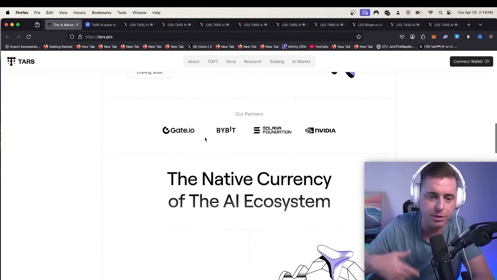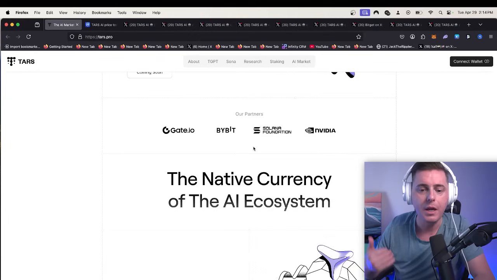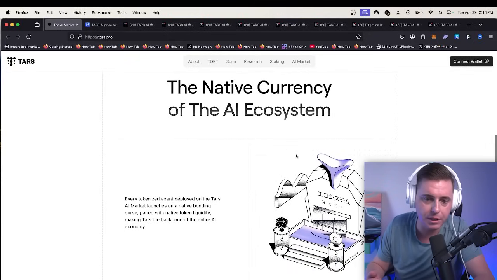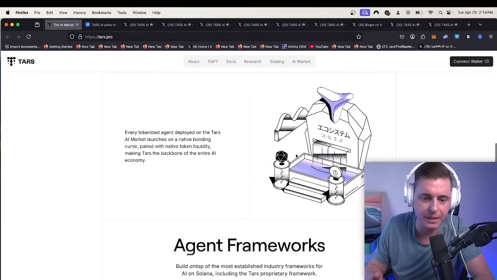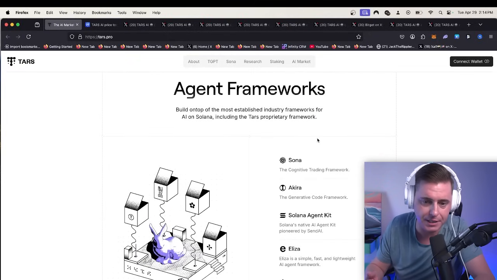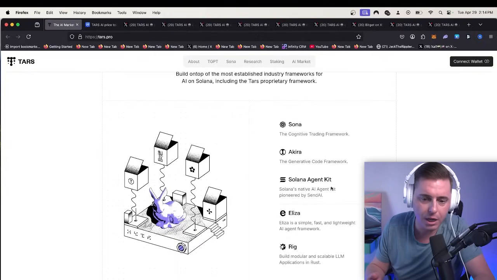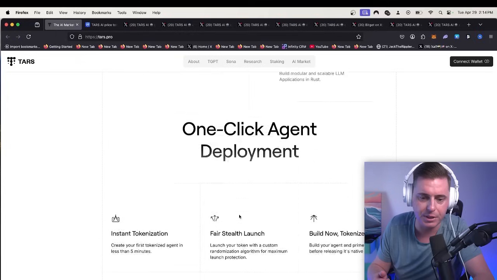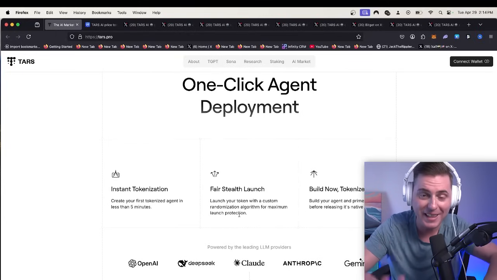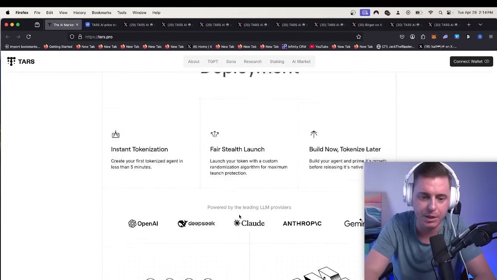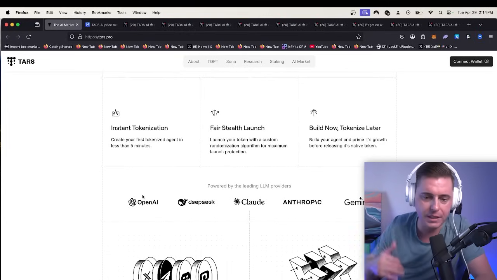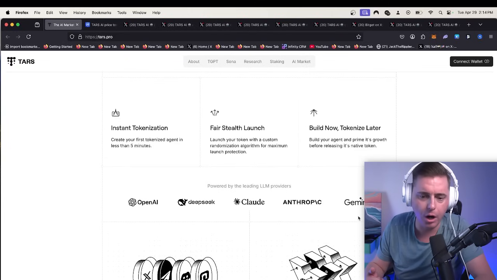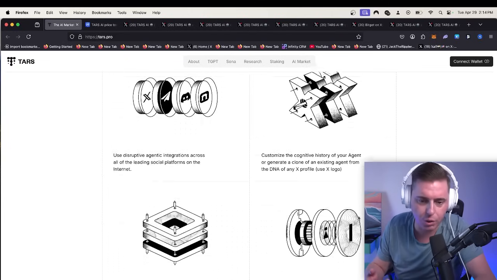As you can see, some of their partners for exchange involve gate.io, Bybit, of course, the Solana Foundation, and Nvidia. The native currency of the AI ecosystem is TARS. It also talks about AI agent frameworks. You have Sona, Akira, Solana Agent Kit, Eliza, and Rig is what developers can build on. And of course, like I said, they have one-click deployment, which is really, really unique. And it works with all of these different LLM providers, OpenAI, DeepSeek, Claude, Anthropic, and of course, Gemini.